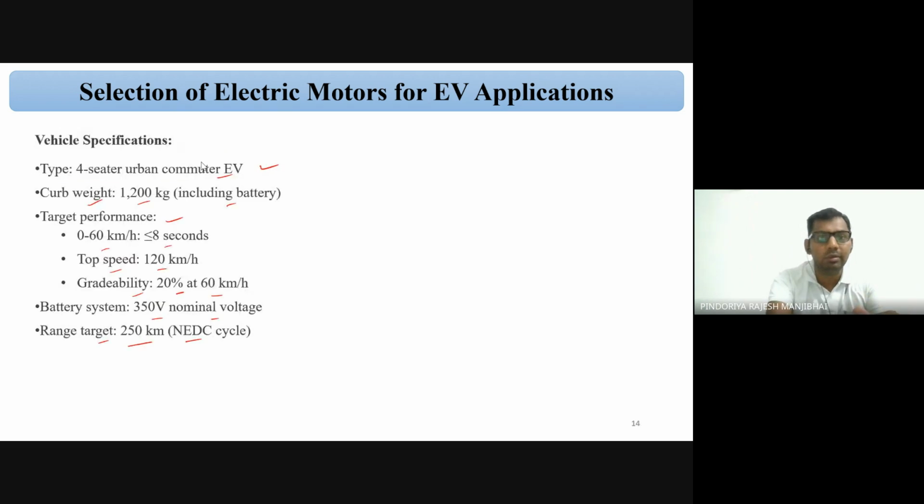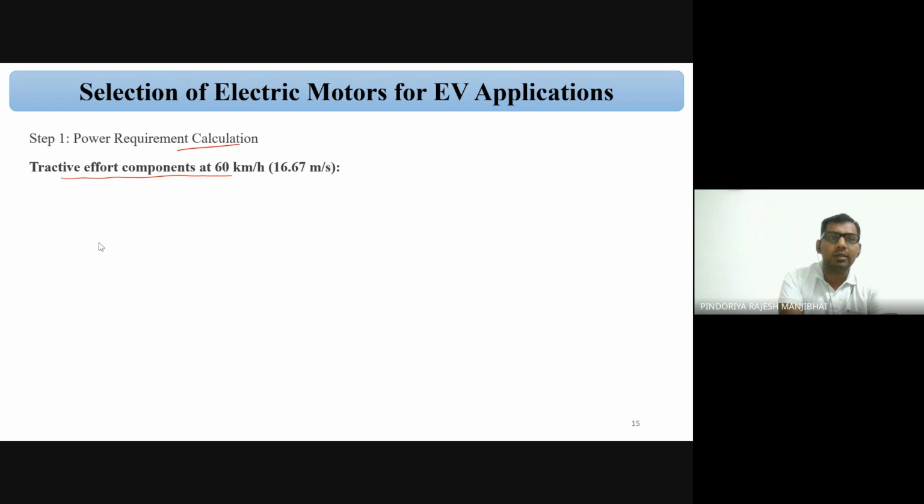Because the customer demand is 60 kilometers per hour, we are considering 60 kilometers per hour as the maximum speed for the tractive effort components. Converting into meters per second, this is 16.67 meters per second.